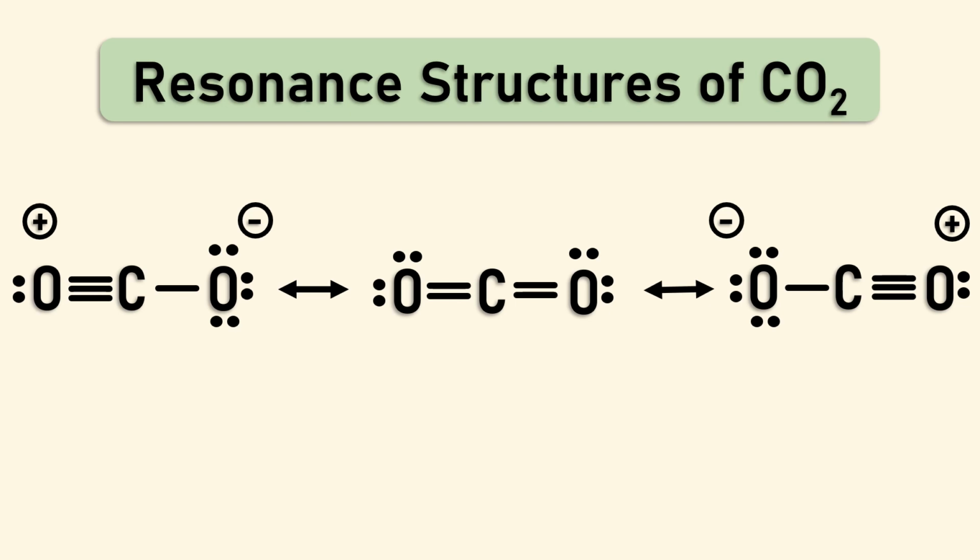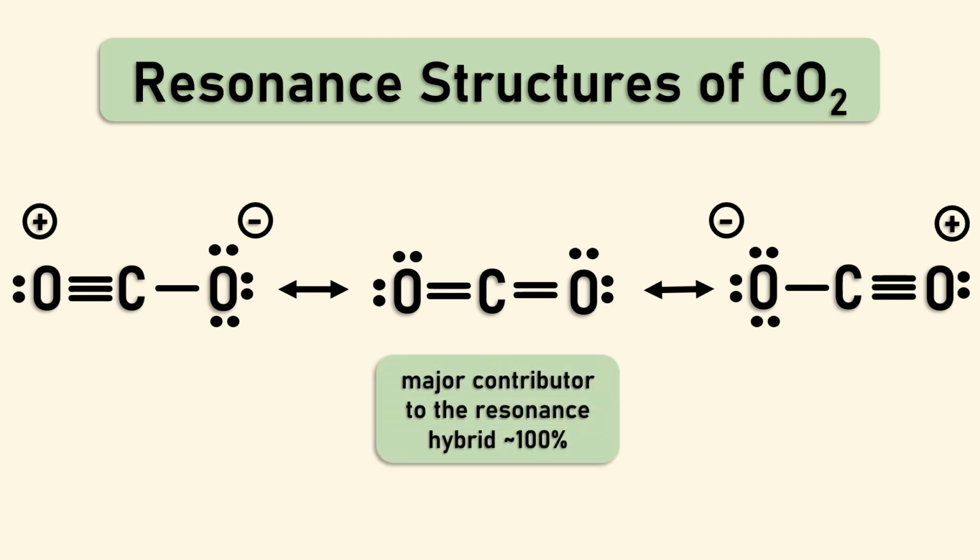Carbon dioxide is very similar. Notice in carbon dioxide, three resonance structures can be drawn. The middle structure shows formal charges of 0 for all atoms, thus would be the most stable structure and the major contributor to the resonance hybrid. The others would be very minor contributors to the resonance hybrid.